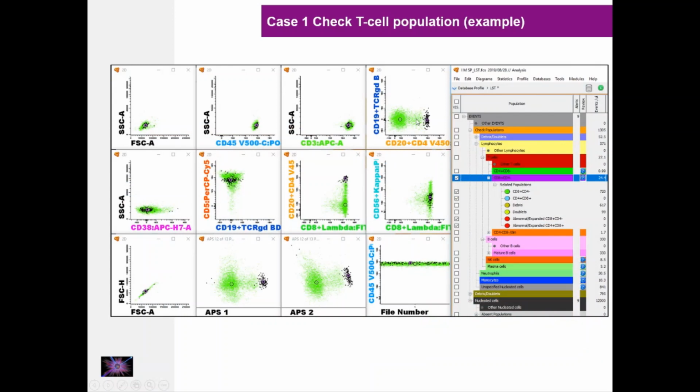For instance, in this case, the black dots, which are the dots we need to check and assign, are within the CD8 positive, CD4 negative population. But as you can see, they are CD8 positive, but they also express CD4. And if you look at this dot plot, you can see that they equally co-express CD4 and CD8, and so we should assign them to the double positive population, the turquoise population.